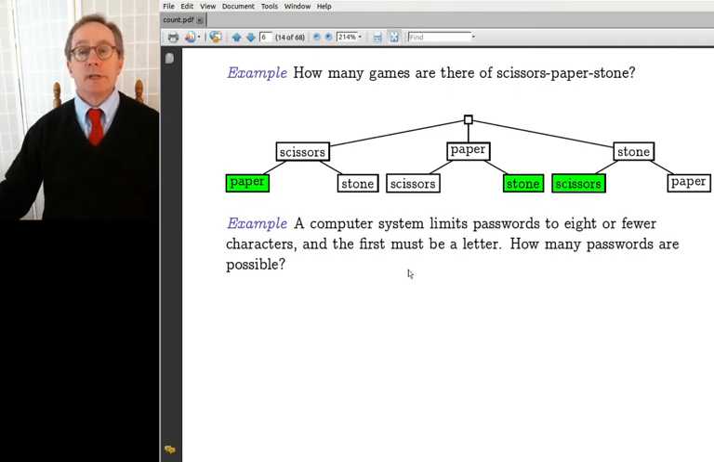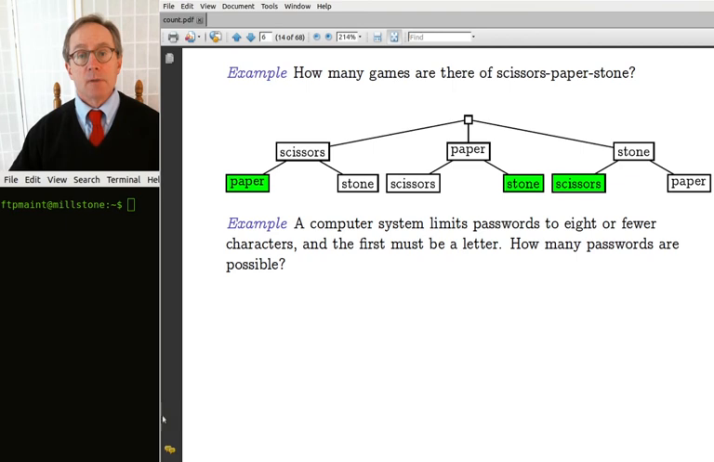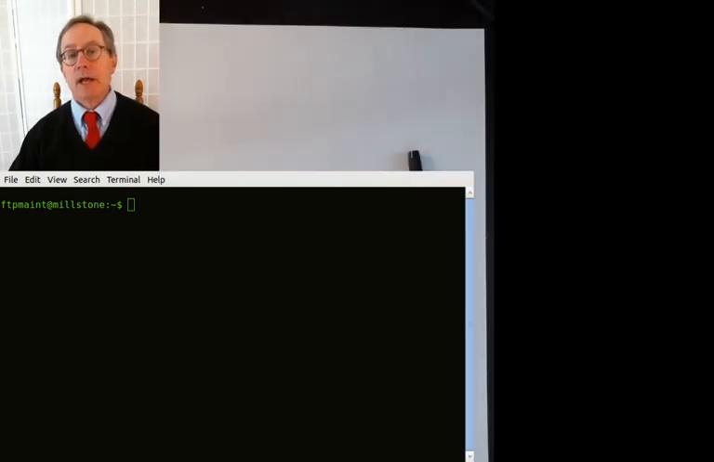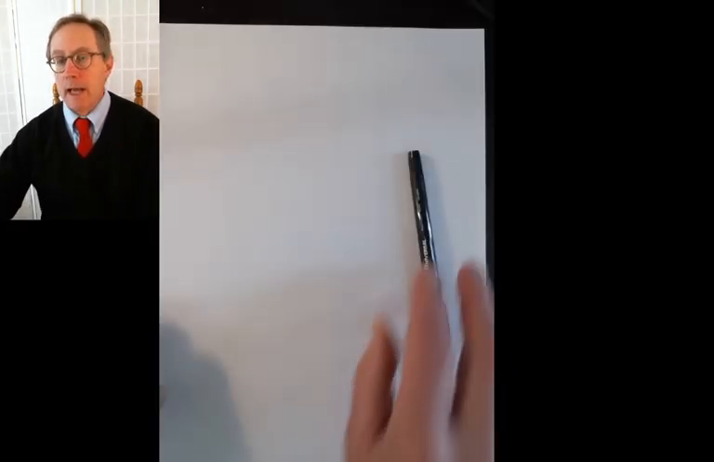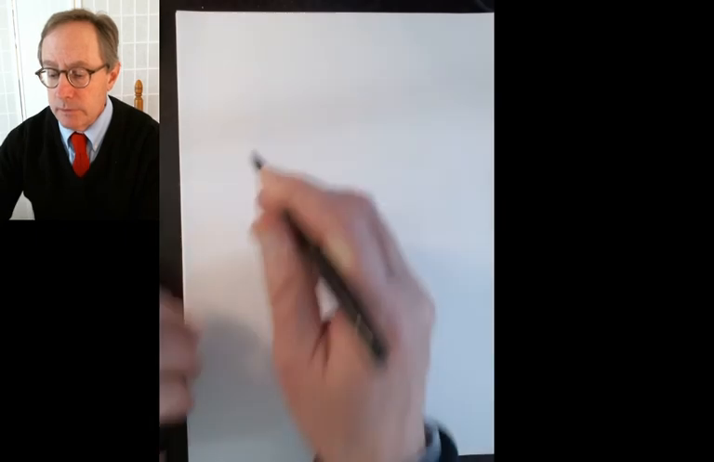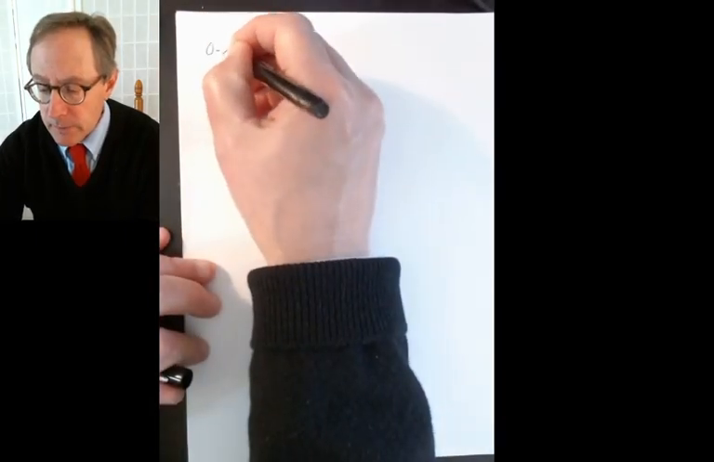So the simplest thing to do here is to say to yourself something like, well, I can have 0 length passwords. I can have length 1 passwords. I can have length 2 passwords. Oh, I got to get rid of that darn thing. There we go. I got rid of the wrong thing. There we go. I can have 0 length passwords.